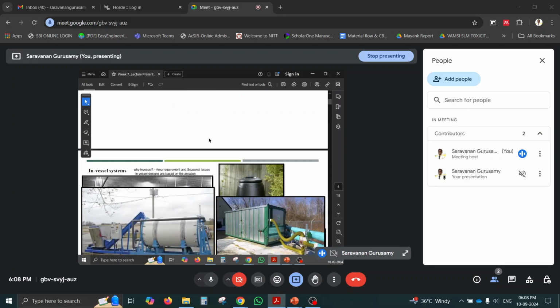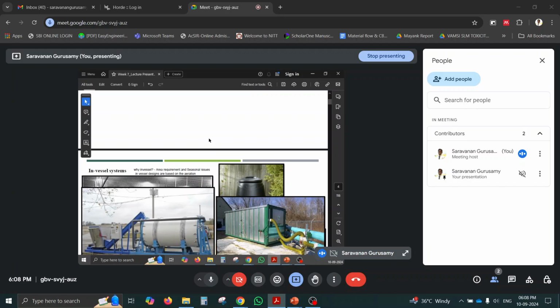So the reactor type is called in-vessel composting, as we have discussed earlier. So composting has two types, open and closed. Closed in the sense of reactor, that is the in-vessel system. Why do we need to go with the in-vessel system? What is the purpose of going to the in-vessel system instead of normal windrow or open composting?